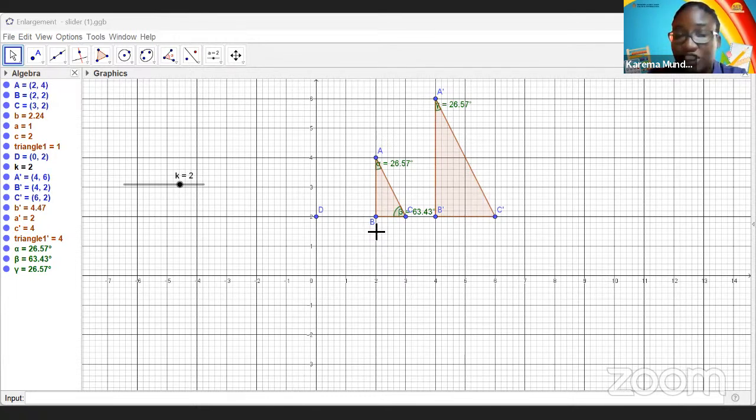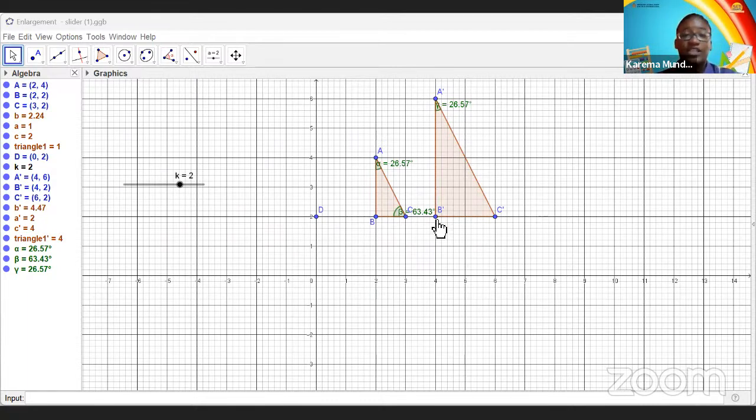Now, let us check the distance from D to B prime, which is the corresponding point on the image for the point B on the object. So let's see D to B prime. Can anybody let me know what that distance is? Let me know in the chat. Can you repeat? The distance from D, the center, to B prime. I see the chat lighting up. Persons are saying 4 units.